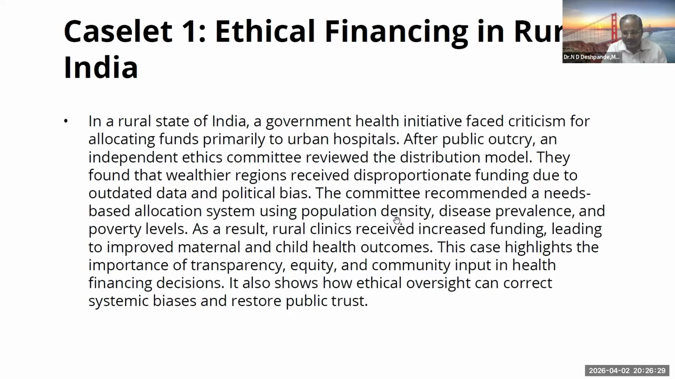They came to know that where population density is more, where disease prevalence is more, and where poverty levels are also more, funding was needed. As a result, rural clinics received increased funding, leading to improved maternal and child health outcomes. This case highlights the importance of transparency, equity, and community input in public health financing decisions. It shows how ethical oversight can correct systemic biases. So ethical oversight is also required in order to know and correct systemic biases and restore public trust. So ethical financing is important in rural India.